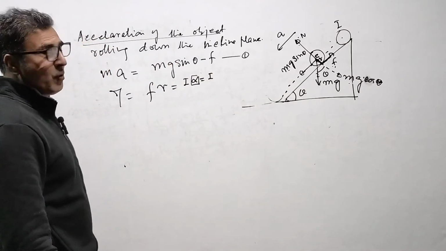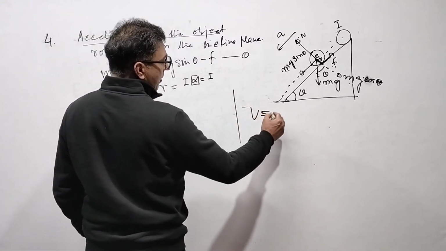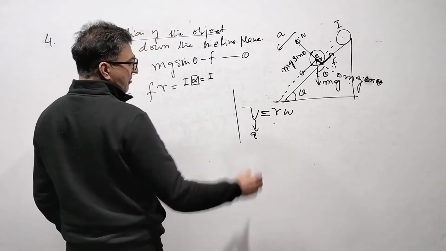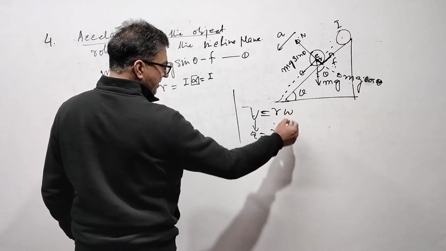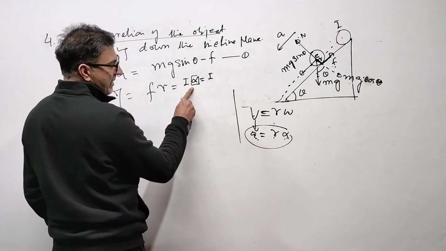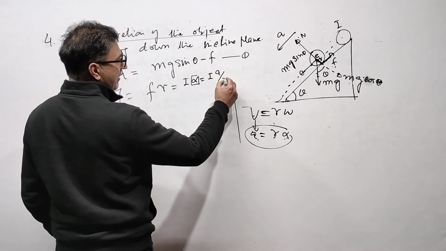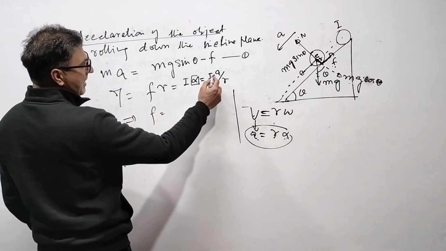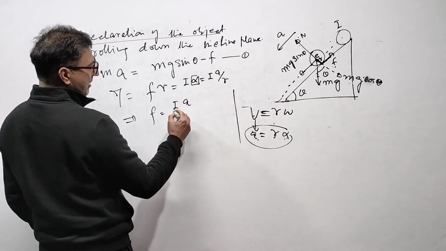For rolling, I have one more equation. I just told you that for rolling, V is equal to R omega. If you differentiate, acceleration is equal to R alpha. If you differentiate this, A is equal to R alpha. So this alpha, for rolling, is A by R. So I got this, I will take F out from here. So what is F equal to? That is I A by R, and here also R, so this R will come down and become R square.